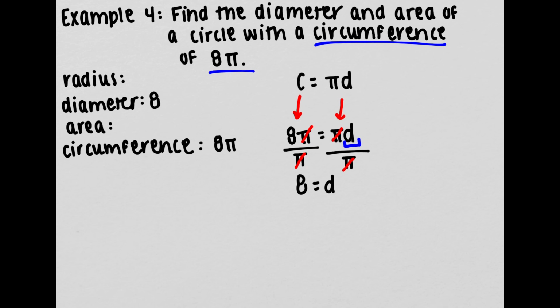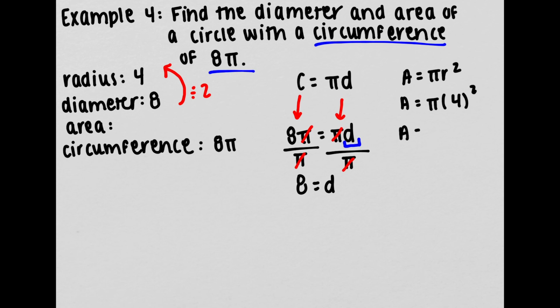Now, since I know my diameter, I can also find my radius. Instead of multiplying by 2, we divide by 2. 8 divided by 2 gives me 4 as my radius, and I can now find my area. So area is equal to pi r squared. Area is equal to pi, and instead of r, I'm going to write what my radius is, which is 4 squared. And then pi times 4 squared is the same thing as 4 times 4, which is 16. And finally, I'm just going to write it so the number is in the front. So my area is equal to 16 pi. Now when I look at my problem, I asked for the diameter and the area, and I found the diameter and the area here.